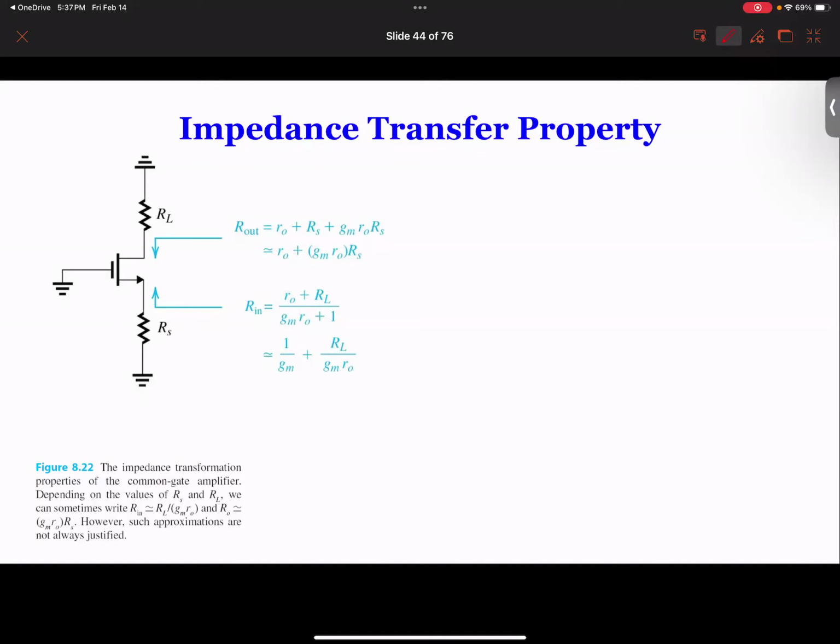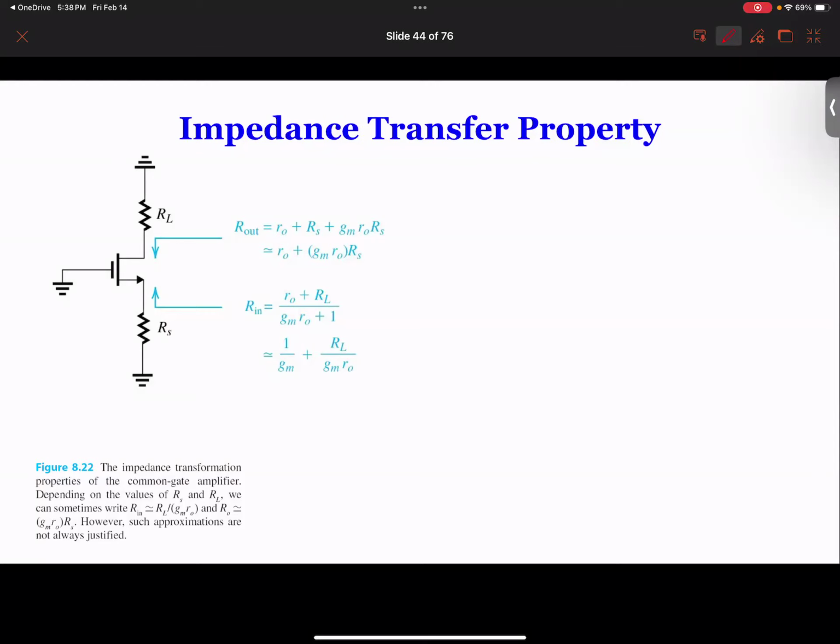So in the future, if you see a common gate, you will simply replace the gate with impedance transformation equivalent circuit, and you'll be able to do a lot of things with it. Okay, so I think that's what we have.